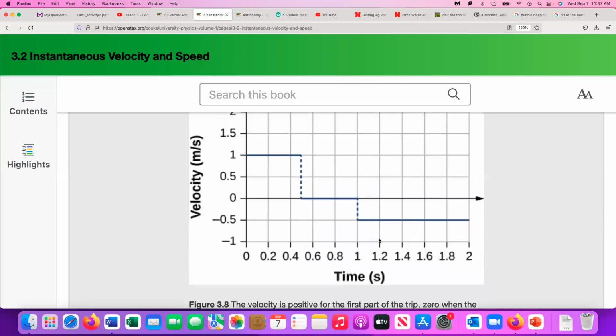And if you want to graph those velocities, then it's 1 between 0 and 0.5. And between 0.5 and 1, it's 0. And between 1 and 2, it's at negative 0.5. And there's your velocity graph. Notice here that they put some dotted lines connecting here and here, and that's because those are not part of the graph. That's just to help us recognize that the graph does go on.